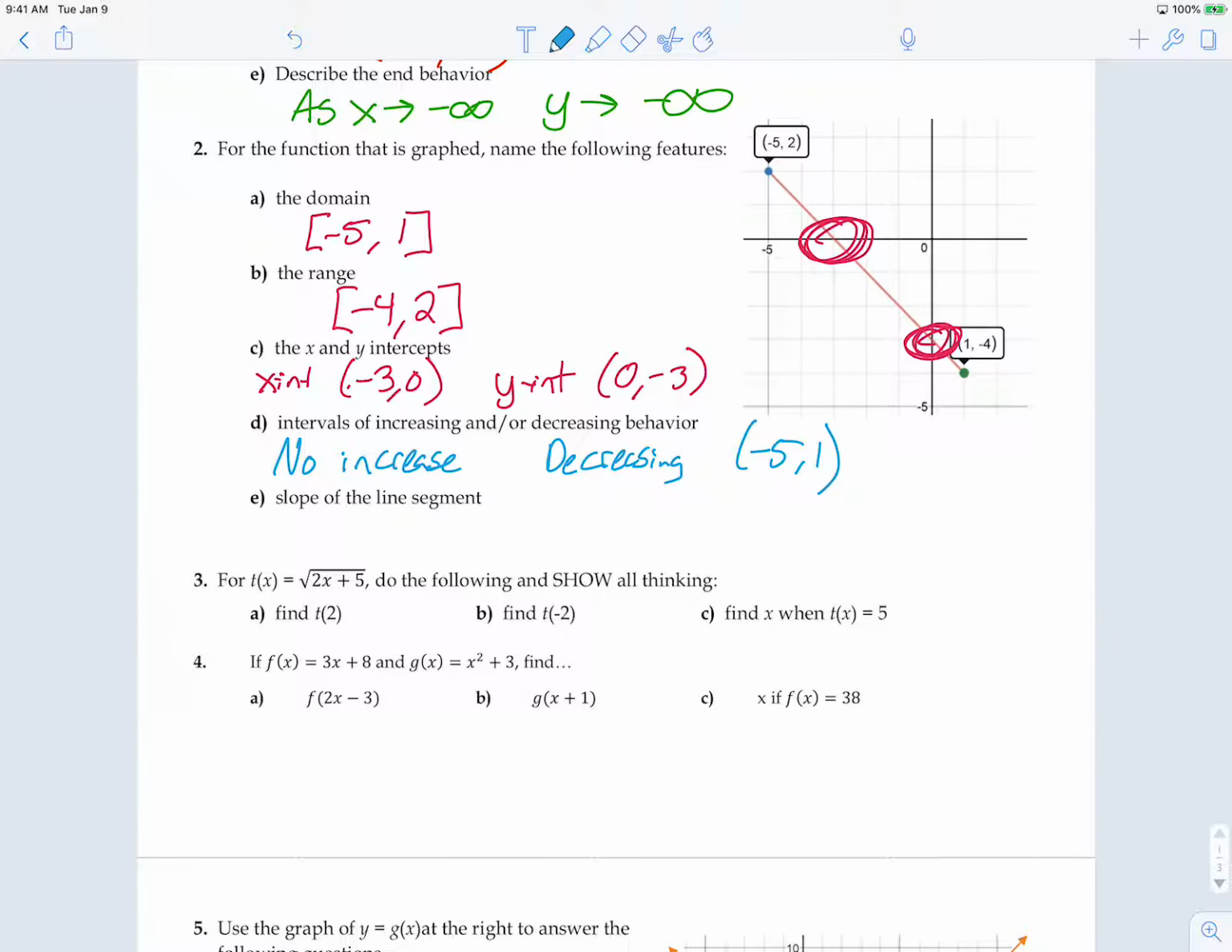Slope, don't forget Algebra 1. Slope of a triangle, rise over run. You can make a little slope triangle. You could also make a smaller slope triangle.